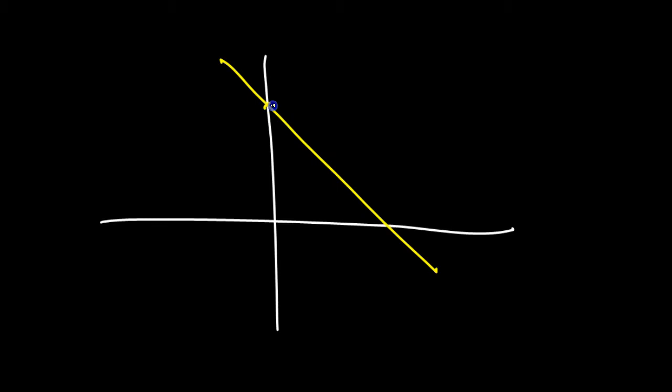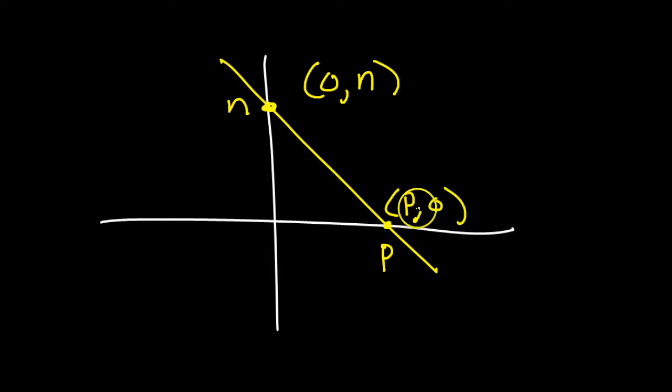Okay, so this would be my y-intercept. And notice the y-intercept is always going to be 0, something. I'm just going to call it n. Like say this is n right here. This would be 0, n. And then over here, like say this is p right here. Then that's the x value, but the y value is 0. So this would be p, 0.